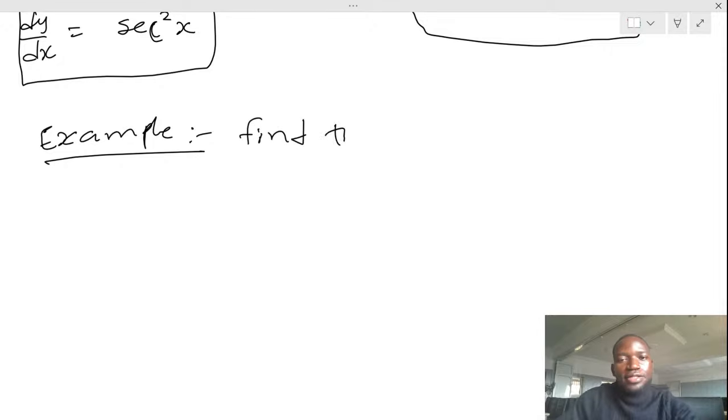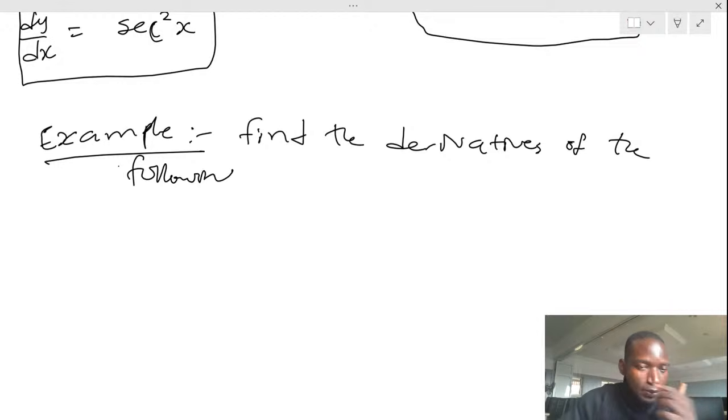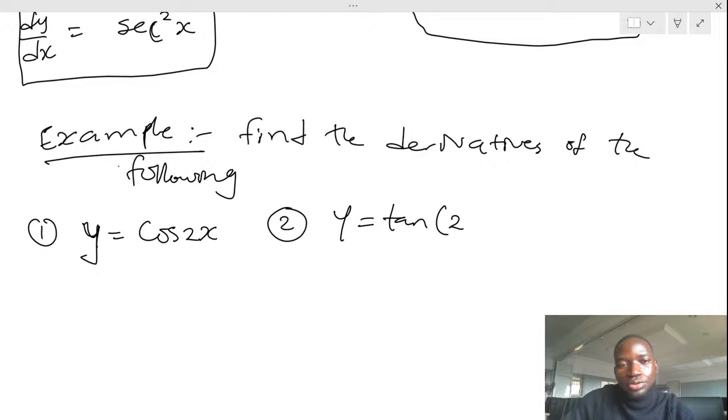Find the derivatives of the following. Number 1, let's say we have y equal to cos 2x. Then the second one is y equal to tan of (2x minus 5). Let me make it more interesting. Let me make it (3x) all squared. All right, let's solve the 2 questions.